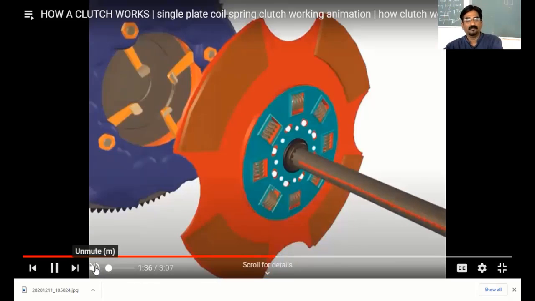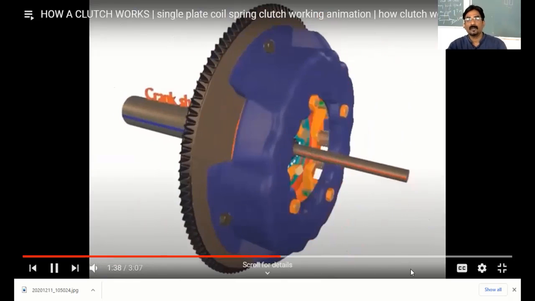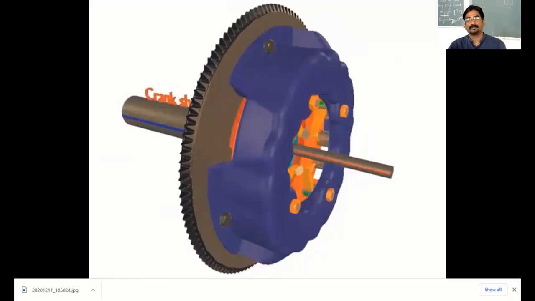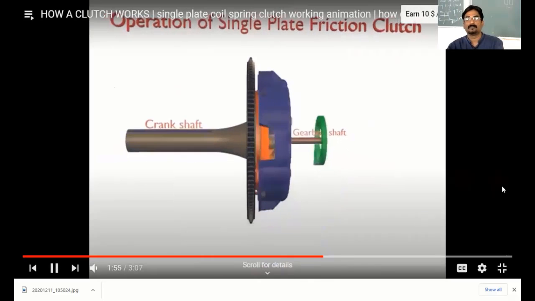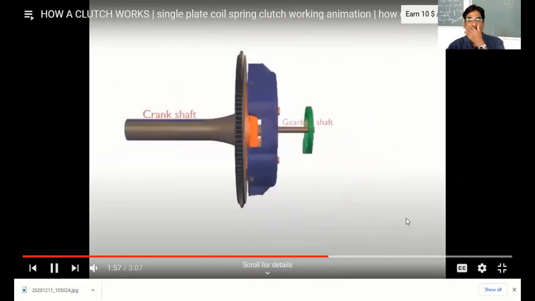Look at this video. Flywheel. Number 3. Operating member. The operating member consists of a foot pedal, linkage, release bearing, and return spring to ensure proper operation of the clutch. Operation of single plate friction clutch.